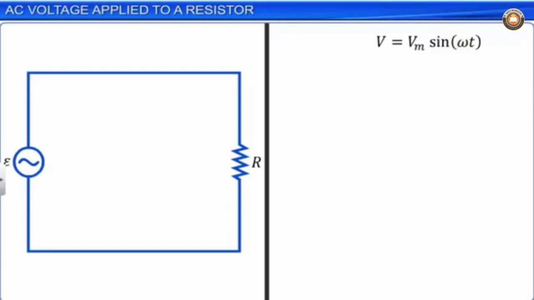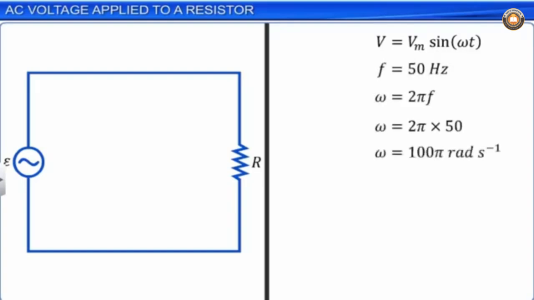Angular frequency omega should not be confused with frequency. For example, the AC voltage supplied to our households has a frequency of 50 Hz. This means the angular frequency is 100 pi radians per second.